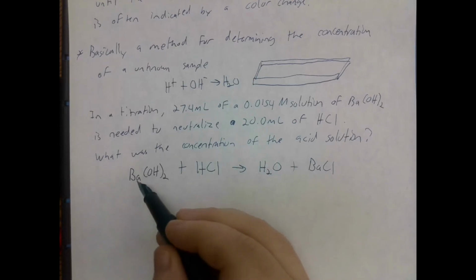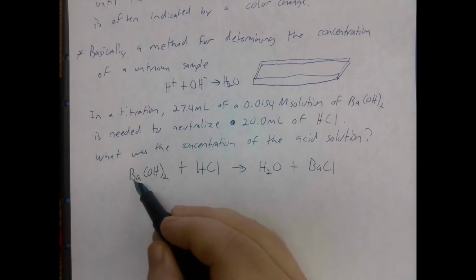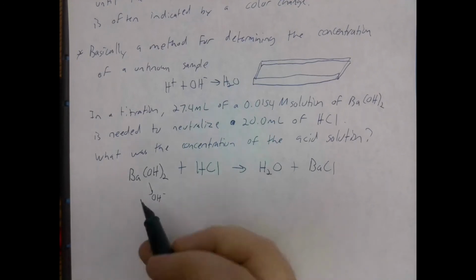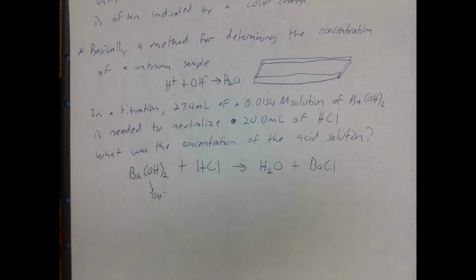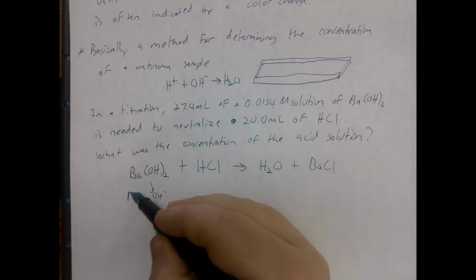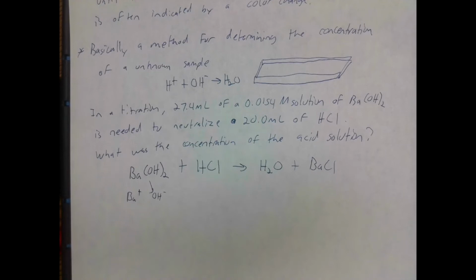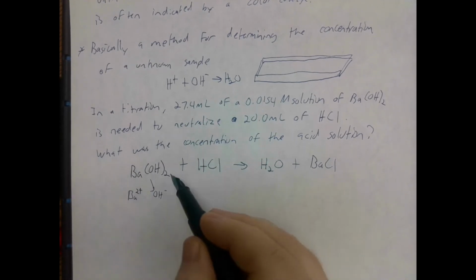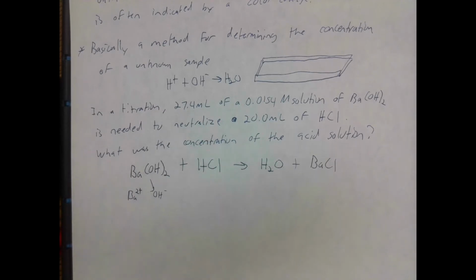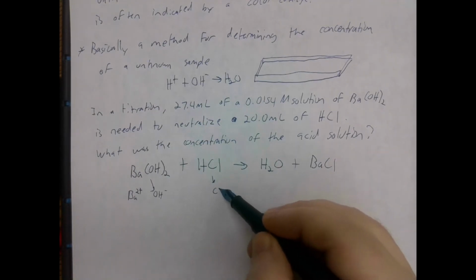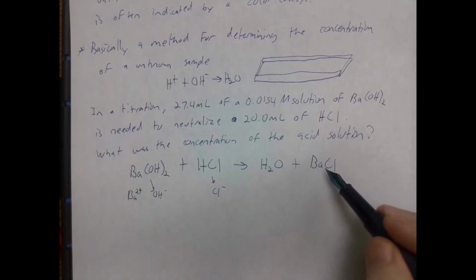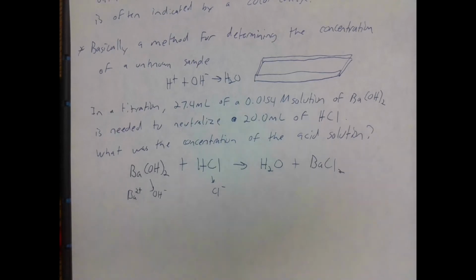So what's this ion? What ion is barium? So we know OH is OH negative. What must barium be? Are you sure? No, it should be 2 plus, because there's 2 of these. And what is chlorine? Chlorine is Cl negative. So what is the answer? Yes, there should be a 2 on there.